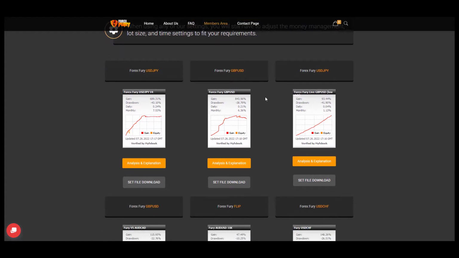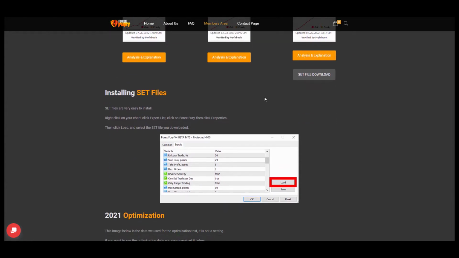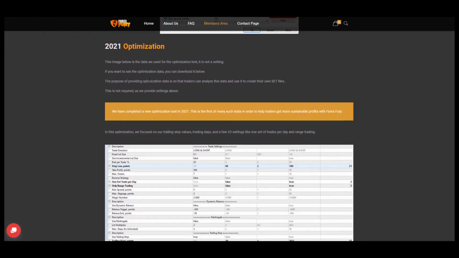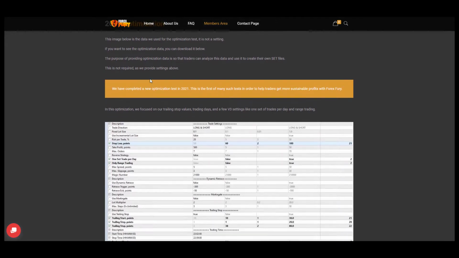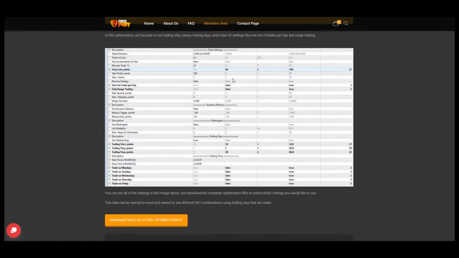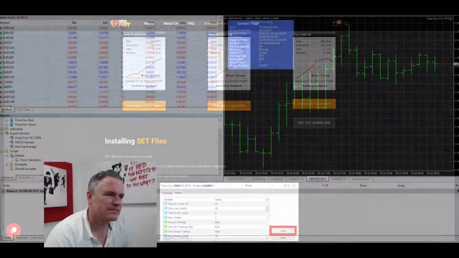Presets, strategies that they've got built for you already, and then we've got to install some set files which will be in the MT4 world. And here's a bit about optimization, which we're going to look at in one of the latter videos in this series. So quite comprehensive support there, and I think now is really the time to get downloading.